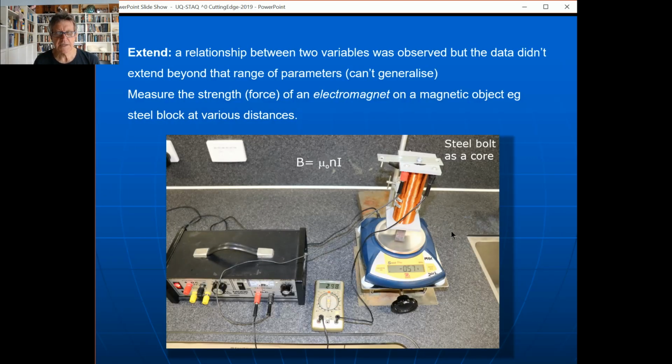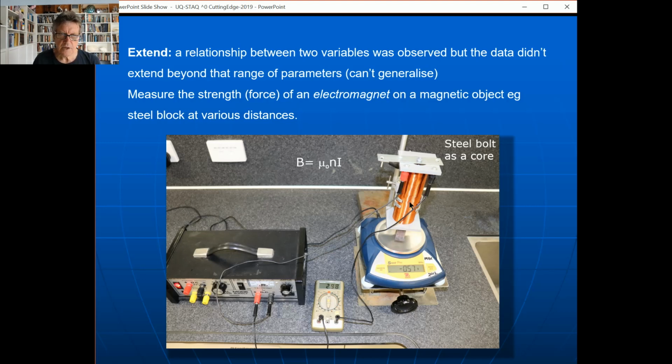Now look, another way you can extend it, if you remember what I said earlier, is that you can change the independent variable. In this case, I'm changing the strength of the magnet, or strength of the magnetic field. So I'm changing the force that will be applied to a little block of steel here. That's just a 1.5 centimeter cube from the old IEC metals kits. But you can use anything there. You can just get a big steel nut from Bunnings or whatever you like.